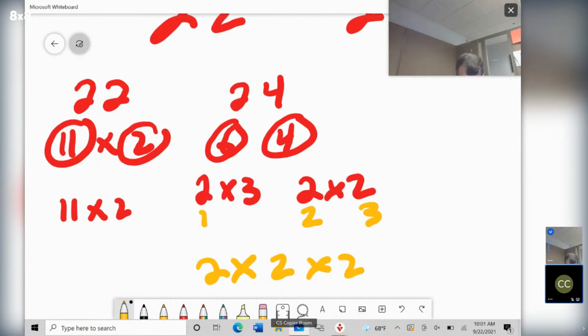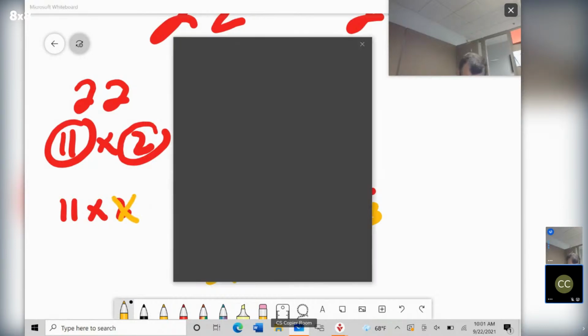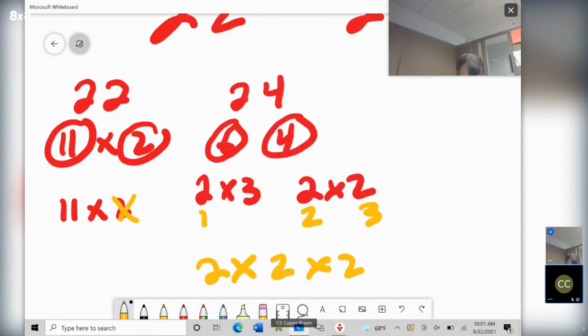Okay, what else do we need? Well, this 2 we already have. We have 3 of them, so we don't need a fourth one. But we do need a 3. This one right here is times 3. And then we need this 11.